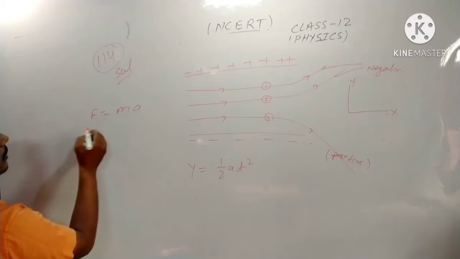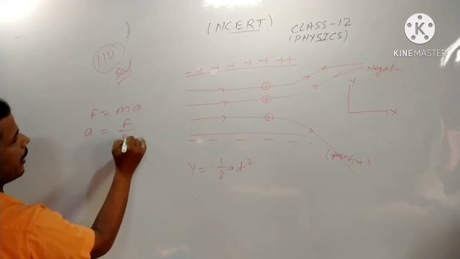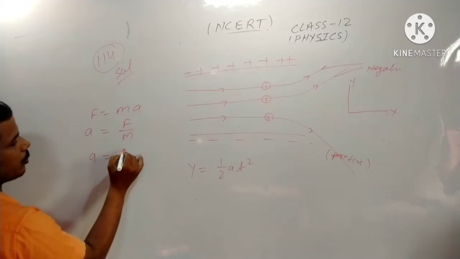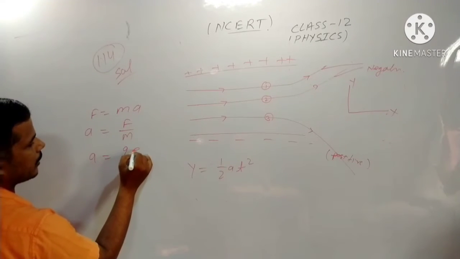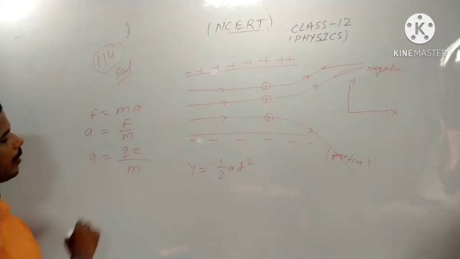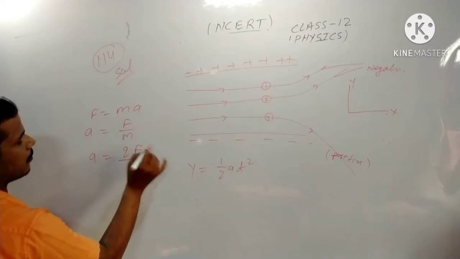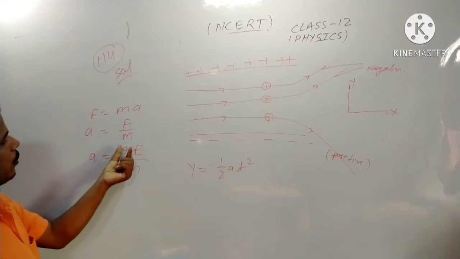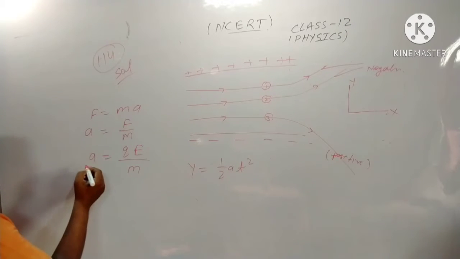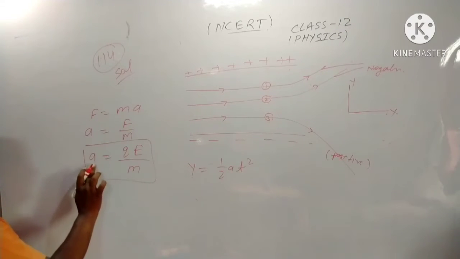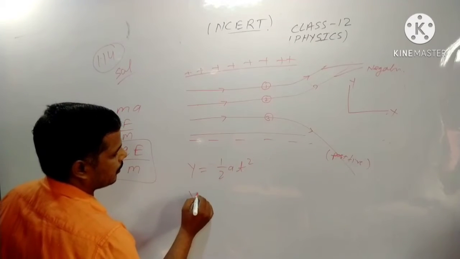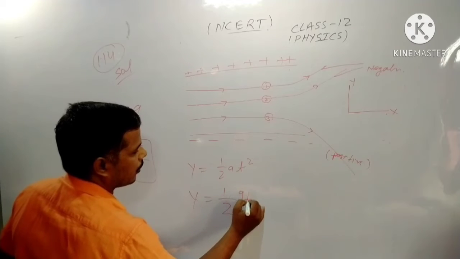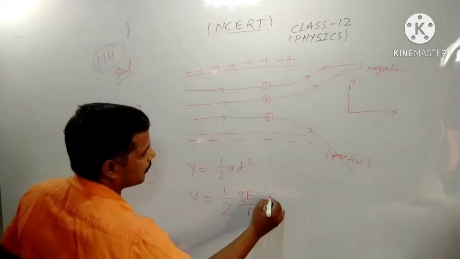Here a is equal to F by m, and we know that F is equal to QE, so a is equal to QE by m. Now, if we put the value of a in place of a, y is equal to half QE by m into t square.